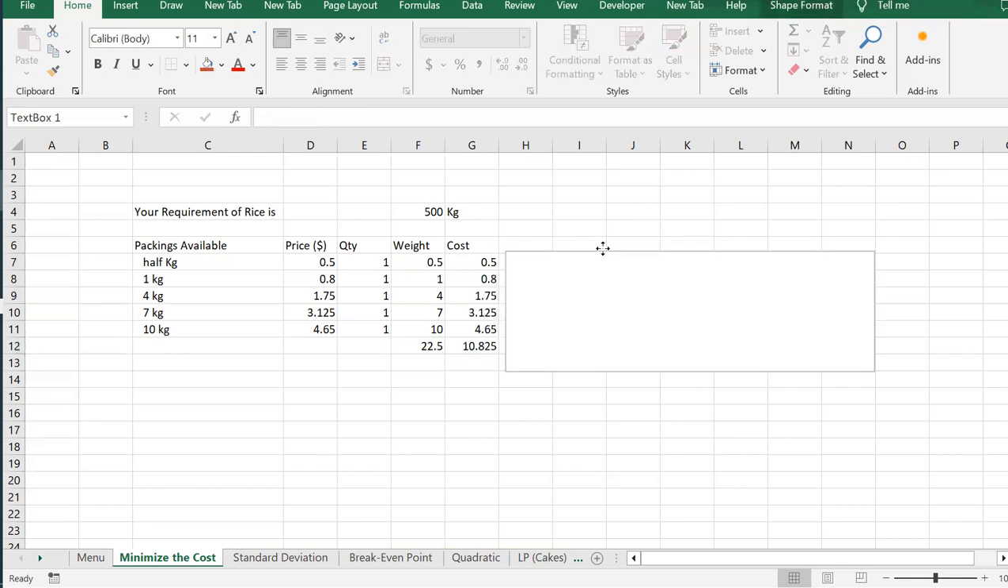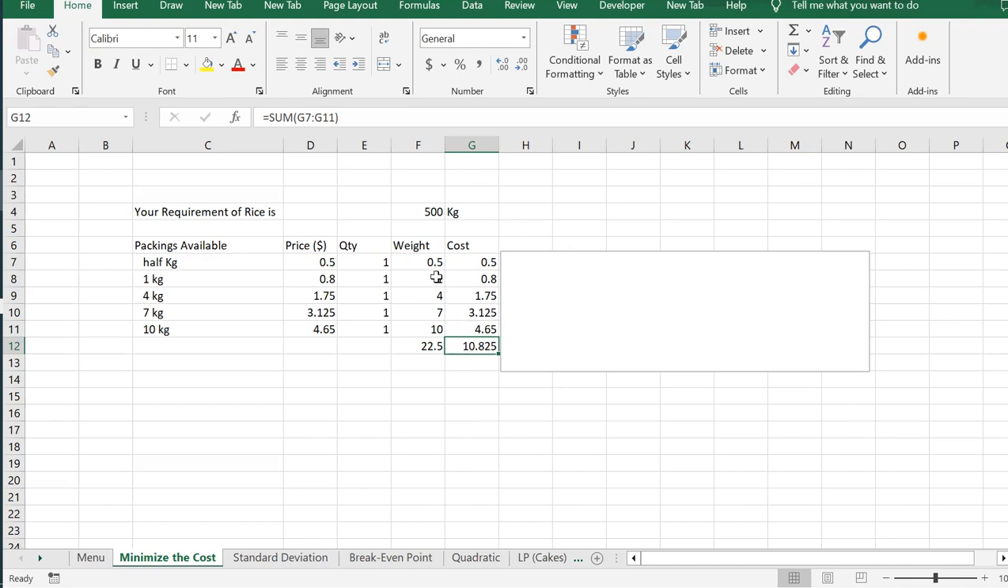Okay, fair enough. The next is the cost. The cost is simply the multiplication of the quantity and the price, right? So this is going to be the cost. So here also, this is our objective. The main objective is to minimize this cost, right? Minimize this cost.